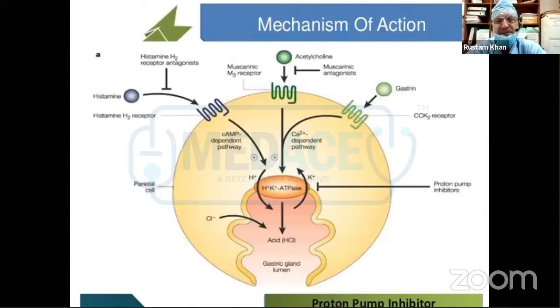This is a very important picture. Here you see that there are three mechanisms to stimulate acid production. One is vagus, second is histamine, third is gastrin. And the final common pathway is inhibited by hydrogen potassium ATPase. That's why if you give proton pump inhibitor, it blocks all the three stimulation processes which control the acid production, and that's how these are more potent than H2 receptor blocker or anti-cholinergic medicines.